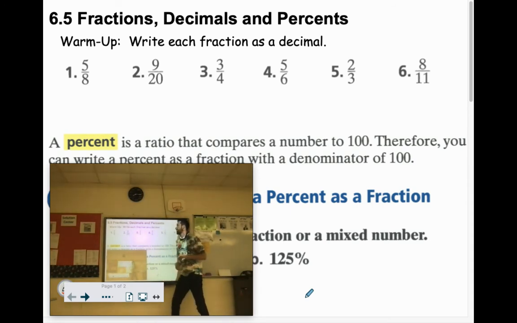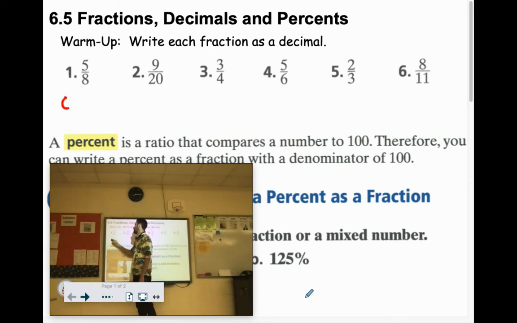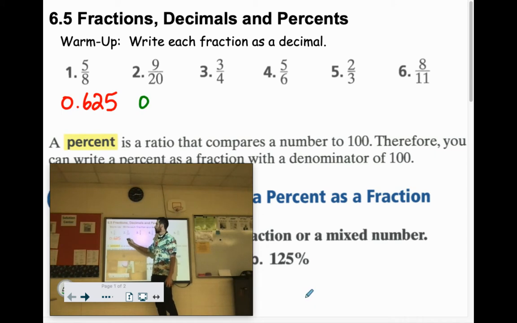Write each fraction as a decimal. Oh man, we need a calculator. Look at us, we're just calculating over here. 5/8, I actually do know what that one is. 0.625. 9/20 is going to come out to 0.45.